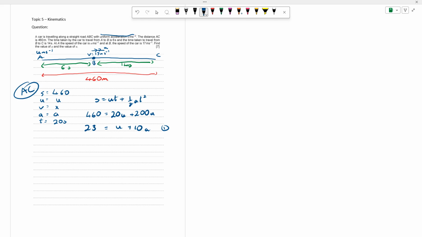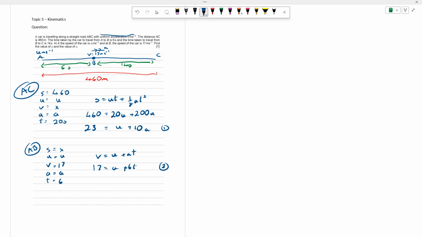Okay, the next thing I'm going to look at is A to B. And I'm going to again write SUVAT out, and I'm going to go from there. Okay, so I don't know my distance. u is u. I know what v is because it's 17 when I get to B. a is a, and t is 6, so I don't care about s. Okay, so this equation would be v equals u plus at. So I've got 17 is u plus 6a. Okay, that's my second equation.